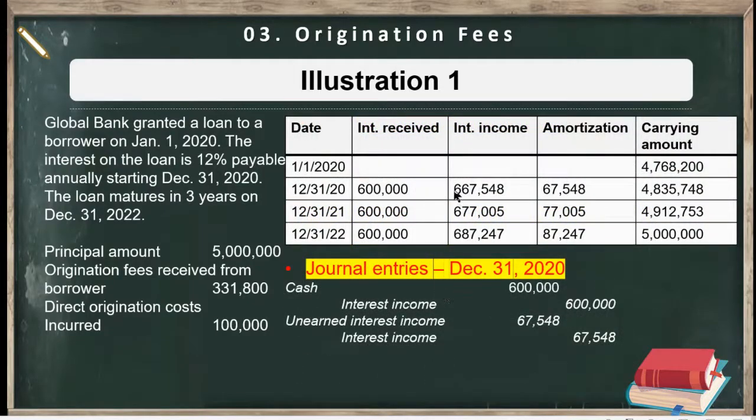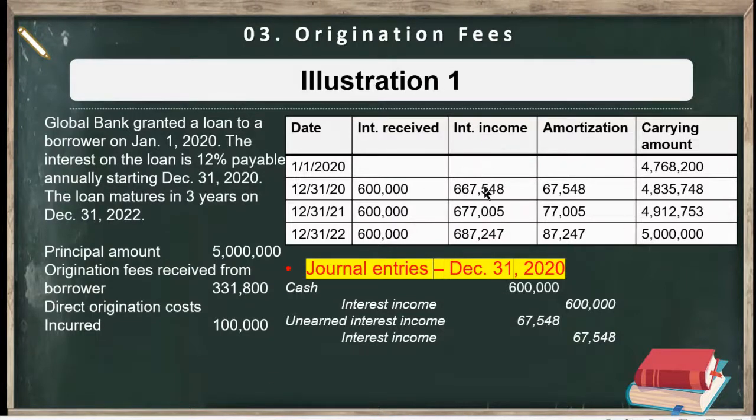Next, using the effective interest method, this would be the content of our table. So you have the date of the transaction, January 1, 2020, and this is the carrying amount that we computed earlier. And then interest received would be the same for every year. That is based on 12%. So that's 12% times 5 million, which is 600,000 pesos. So that would be uniform for every year.